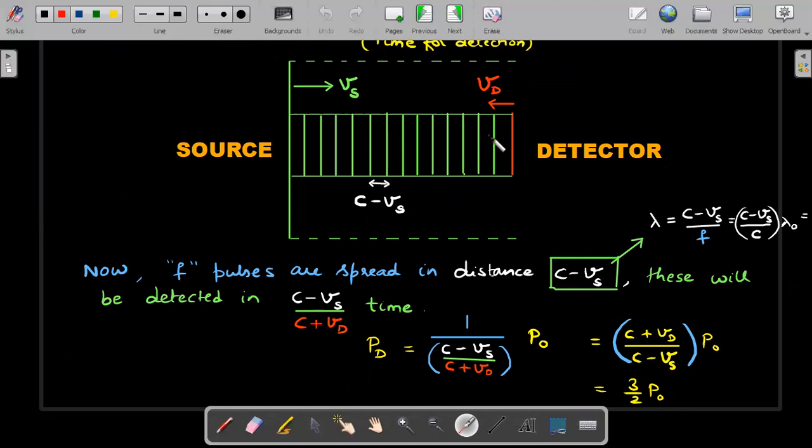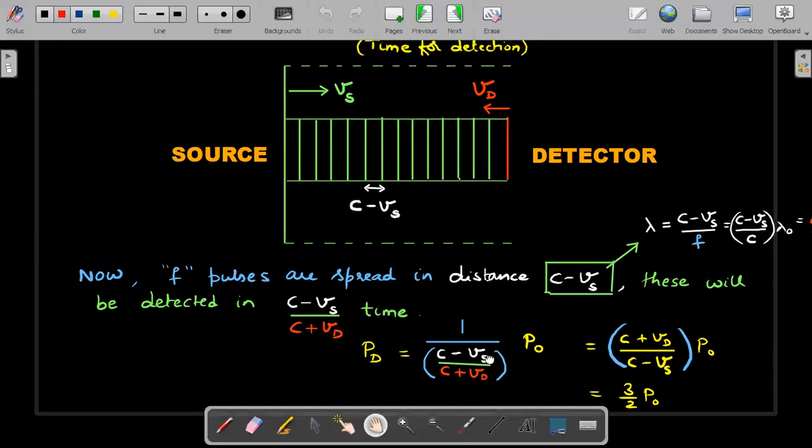So it's almost like the sound is traveling towards the detector with c, and the detector is traveling towards the sound with vd. Therefore the relative velocity of approach between them is c plus vd. So this distance of c minus vs, containing f pulses, would be covered in this much time. It's simple: distance divided by relative velocity gives the time duration. Last time it was 1 second. Now it is this much time in which f pulses will be detected.